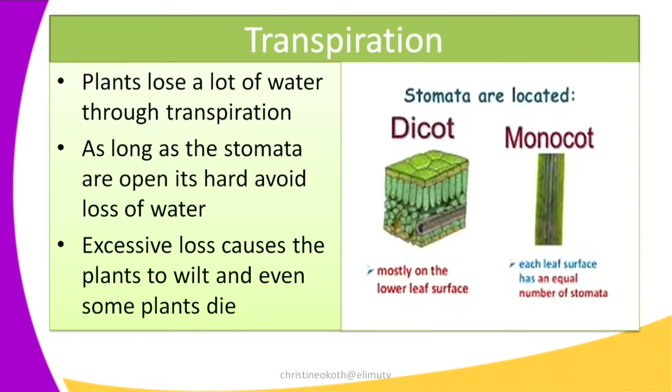So looking at our illustration, we can see where the stomata are located. For example, in the dicot, the stomata mostly are on the surface of the leaves. And in the monocot, they are on each leaf surface, but they are distributed equally. So the small pores that you can observe at the surface of the leaves, those are the pores that we call the stomata, which are used for the process of transpiration.